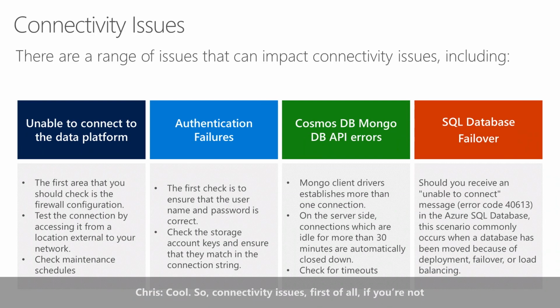Cool. So connectivity issues. First of all, if you're unable to connect, now of course we assume you've done all the basic checks, like someone hasn't pulled your network cable out, right? But what we're doing is for common connectivity issues, check for connectivity, check for authentication failovers. From a Cosmos DB perspective, we've noticed there is a specific behavior with the MongoDB API, which you need to be aware of. And then SQL database failover as well. In the situation that you've got a failover there, sometimes you can get error code 40613 and just making you aware that that issue can occur when there is a failover happening.